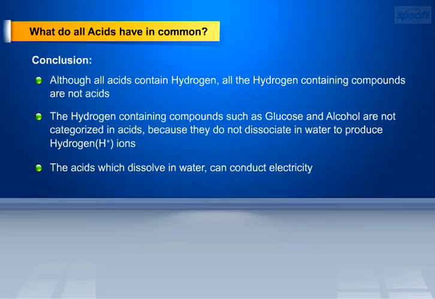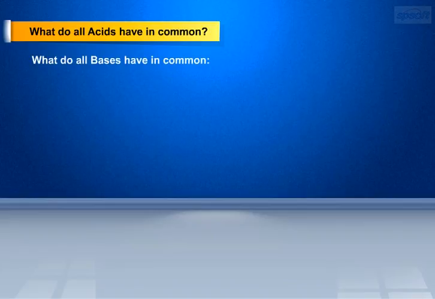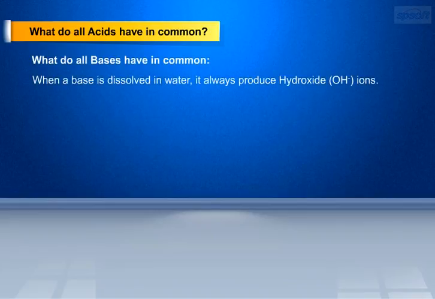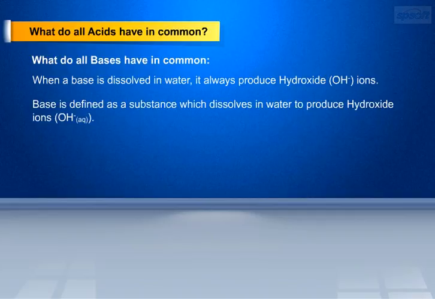Repeat the above procedure using alkalis such as sodium hydroxide, calcium hydroxide, etc. and note down the results. Now we shall see what all bases have in common. When a base is dissolved in water, it always produces hydroxide ions. A base is defined as a substance which dissolves in water to produce hydroxide ions.